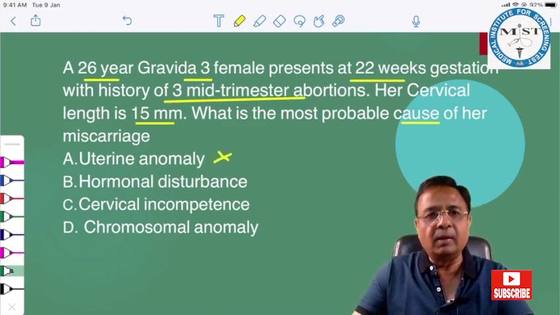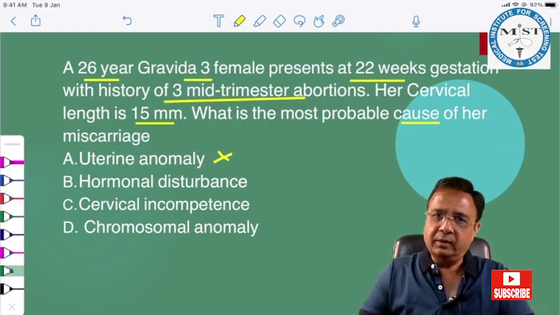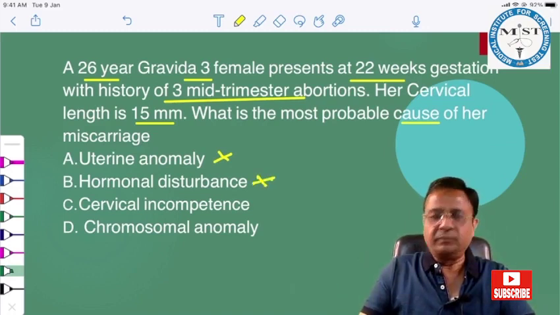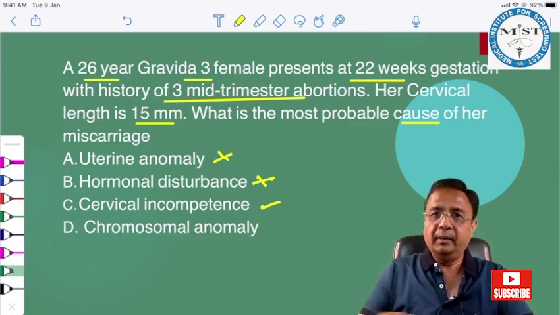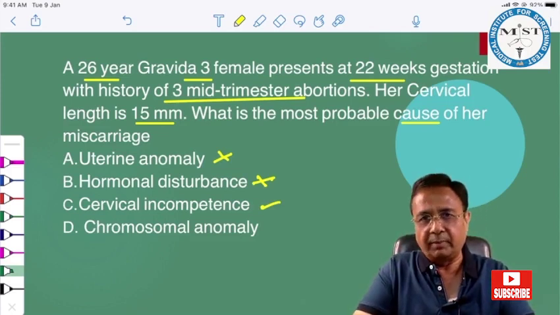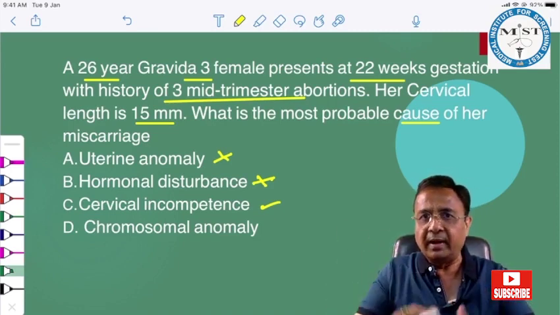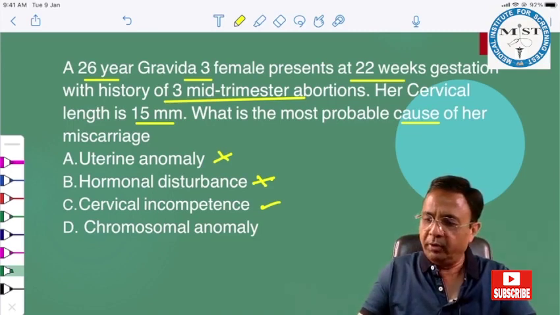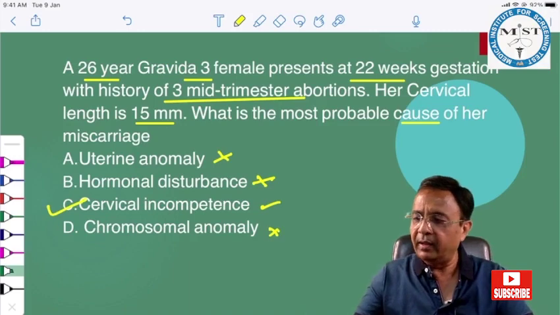So uterine anomaly is gone. Hormonal disturbance rarely leads to recurrent abortions. Cervical incompetence, of course, is the most common cause. Chromosomal anomaly: most of the abortions due to chromosomal anomaly occur in the first trimester, mostly up to the first 8 weeks. The only chromosomal cause for recurrent abortion is balanced translocation of chromosome. So with all these things, the correct answer is cervical incompetence.